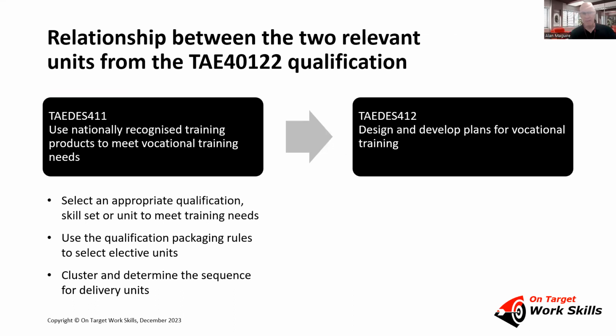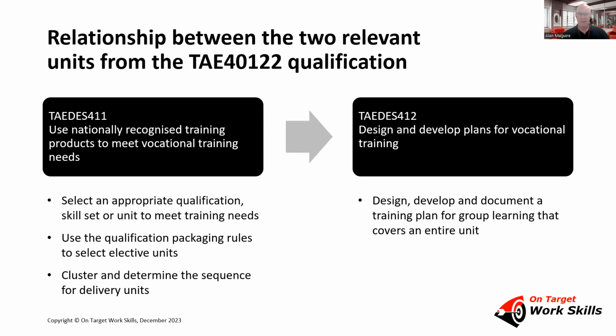Now, the next part of the relationship of these 2 design units is that once you have used the nationally recognised training products to meet a training need, the next thing would be to design and develop plans. This unit, which is design and develop plans for vocational training, you would design, develop and document a training plan for group learning that covers an entire unit. In actual fact, the requirements of that unit is that you'd have to have a training plan that would cover 2 entire units. And the other thing you'll do is design and develop and document training session plans.